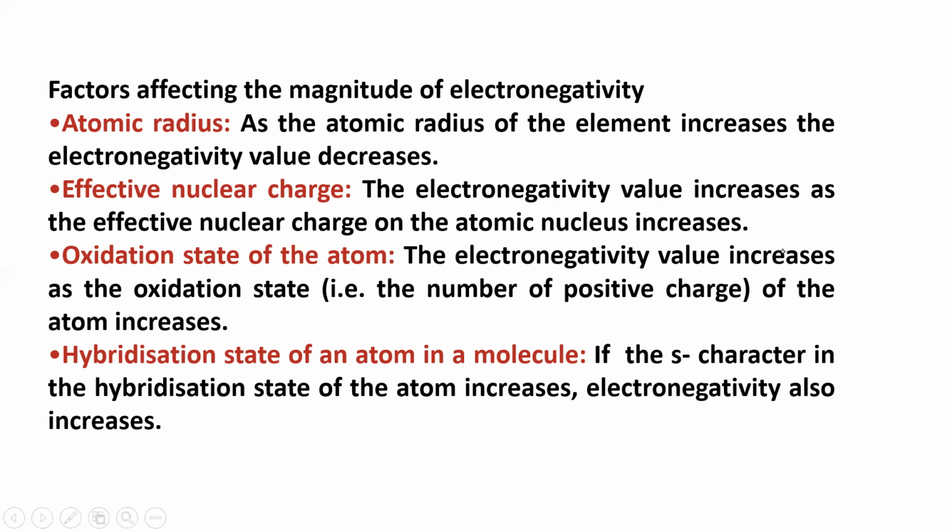You just have to remember these four factors: atomic radius, effective nuclear charge, oxidation state, and hybridization state of the atom in a molecule. So these are the factors affecting the magnitude of electronegativity.